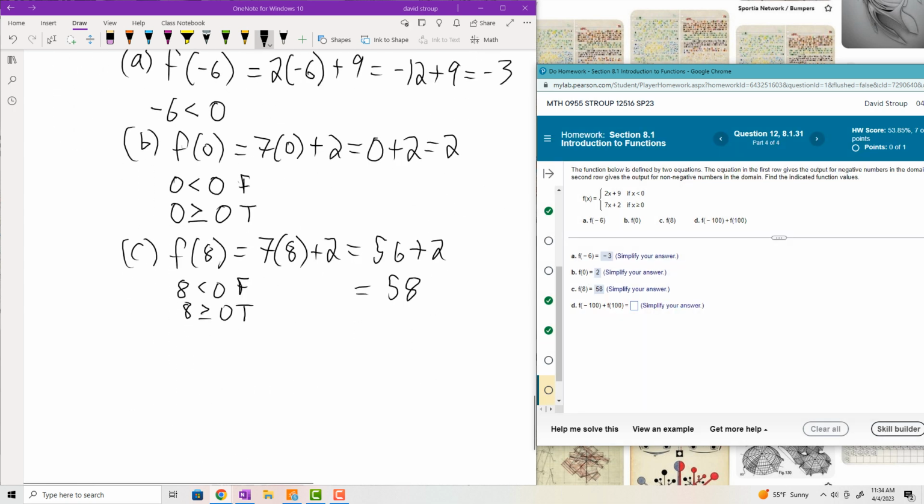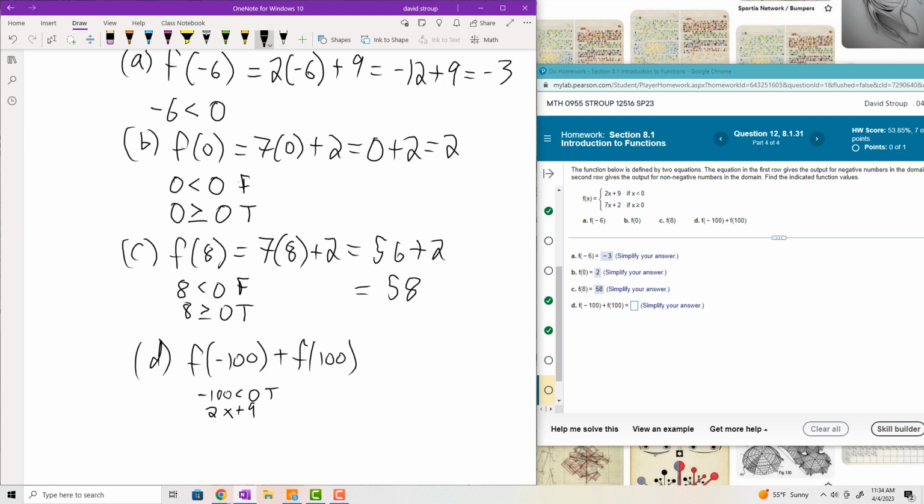And then finally, one of these other ones. Let's see. F of negative 100 plus f of 100. So negative 100 is less than 0. That's true, so we use the first piece there, the 2x plus 9. And then 100 is greater than or equal to 0, so we use the second piece, the 7x plus 2, on that one.